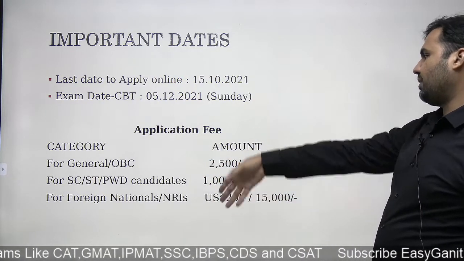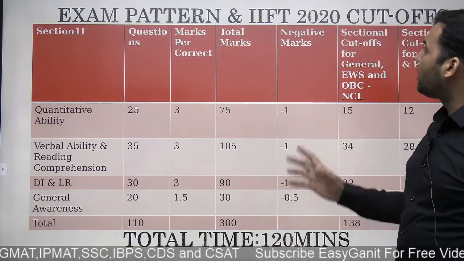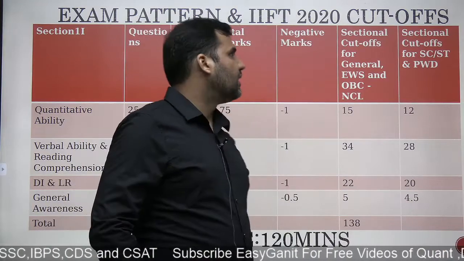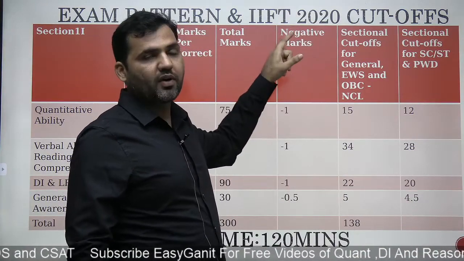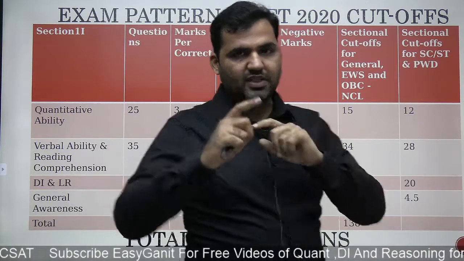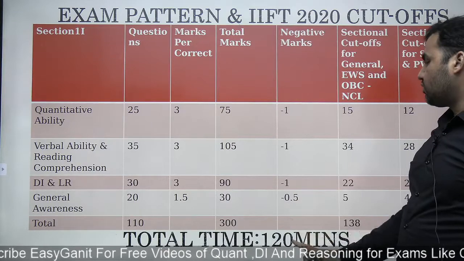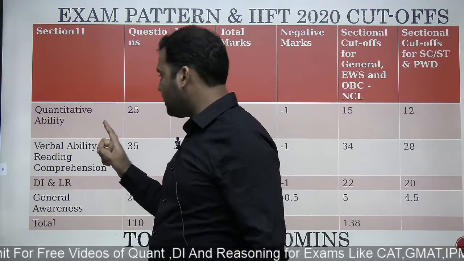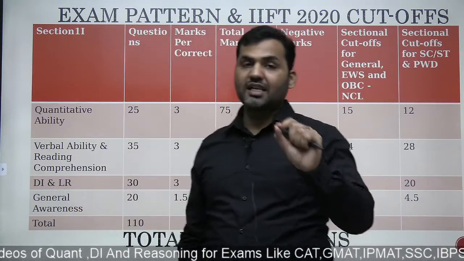Fees, or the application fees, for general, SC, ST, and foreign nationals, right? Talking about the exam pattern and IIFT 2020 cutoffs, right? The exam that was held as IIFT 2021 last year, because of Corona, was held late, right? So see guys, the total time of this paper is 120 minutes. You will have 4 sections: quantitative ability, verbal ability and reading comprehension, DILR, and general awareness. This pattern was changed last year.